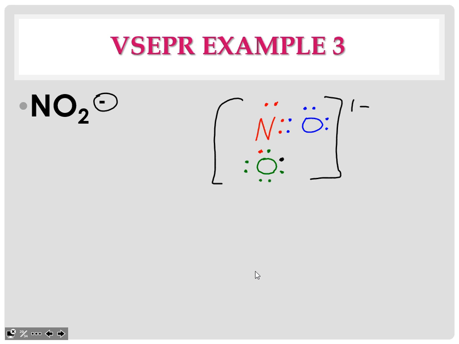Now, as I look at this, I still do the same thing. I count bonding and I count non-bonding. So how many bonding pairs do I have here? 2. Right here is 1. Right here is 2. Remember, the double bond still counts as 1. So I have 2 bonding pairs. How many non-bonding? 1. So what is 1 non-bonding, 2 bonding? Bent, right?